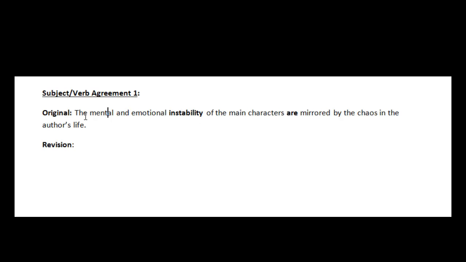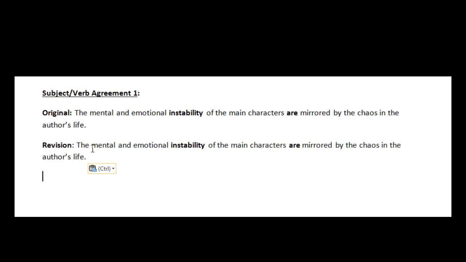So this is, again, a pretty straightforward revision. It's not going to require a lot of major surgery. I'm going to copy, I'm going to paste, and then I'm just going to replace "are" with "is." And so now I have "The mental and emotional instability of the main characters is mirrored by the chaos in the author's life." And I am happy because I have made my subject agree with my verb, or vice versa, my verb agree with my subject. And I'm done.